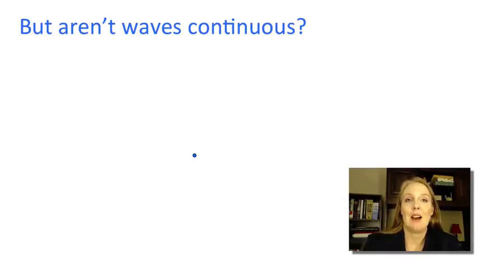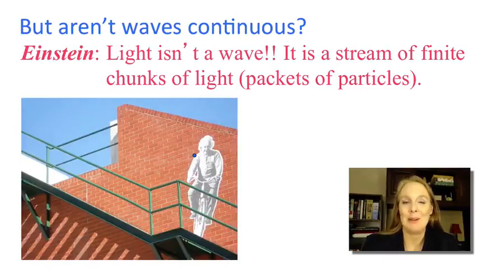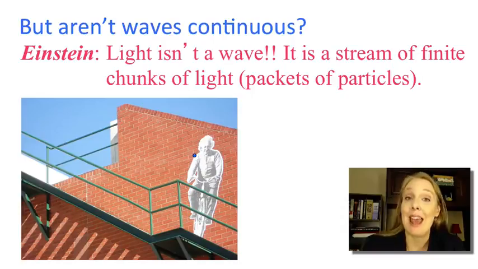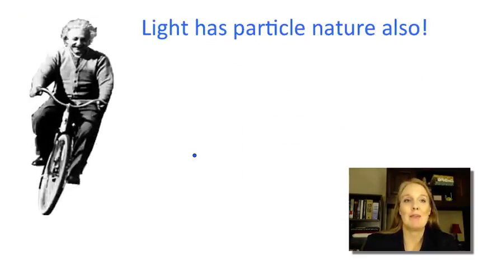In fact, Einstein came along in 1905 and said, wait a minute, light isn't entirely a wave. It is a stream of finite chunks of light, packets of particles that behave like light. Now these packets of particles are called photons. So light has a wave-like nature, and we can observe that wave-like nature in many experiments. But light also has particle nature.